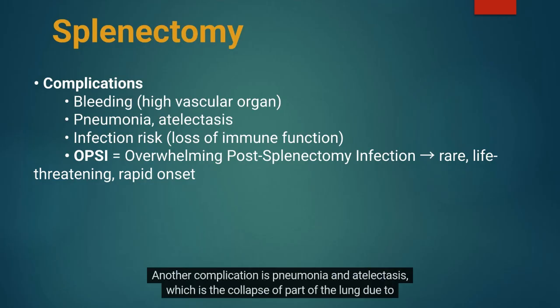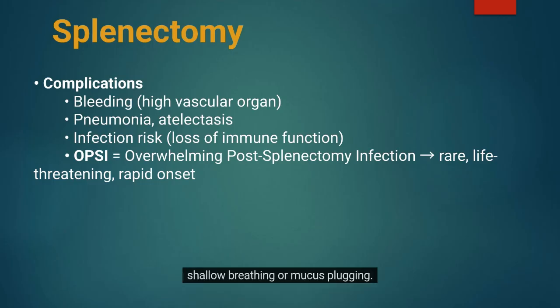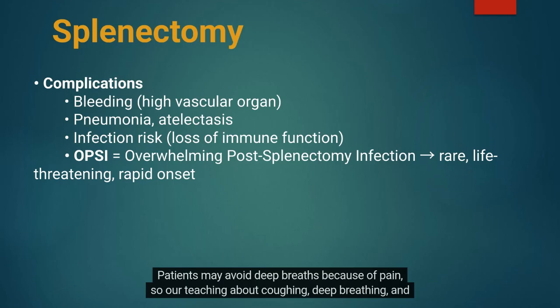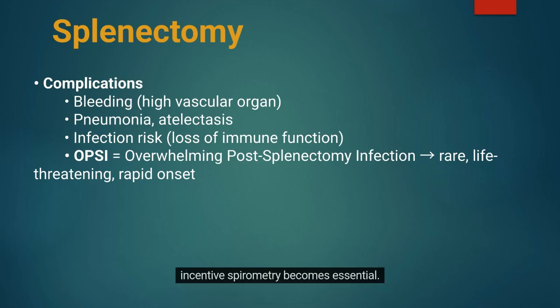Another complication is pneumonia and atelectasis, which is the collapse of part of the lung due to shallow breathing or mucus plugging. Patients may avoid deep breaths because of pain, so our teaching about coughing, deep breathing, and incentive spirometry becomes essential. Infection is also a significant concern.